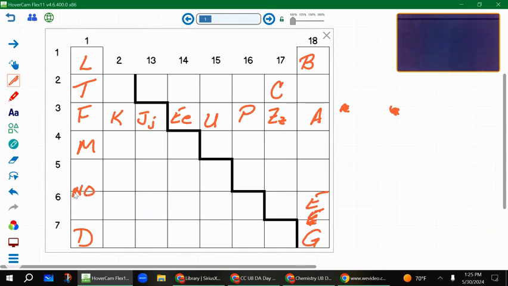N has a lower ionization energy than T. N goes on the bottom. I'm sorry, then O, my mistake. O goes on the top, ladies and gentlemen. Questions?